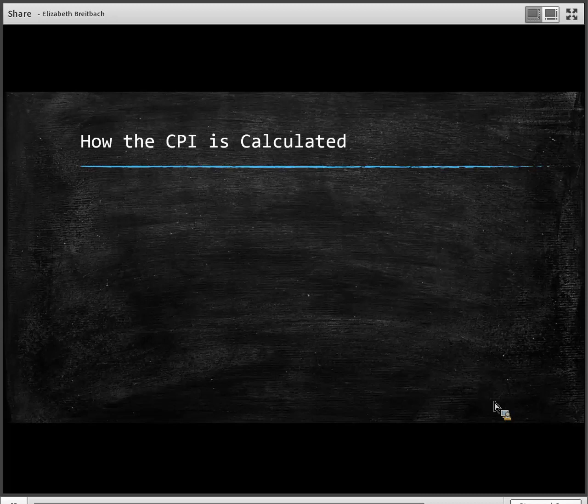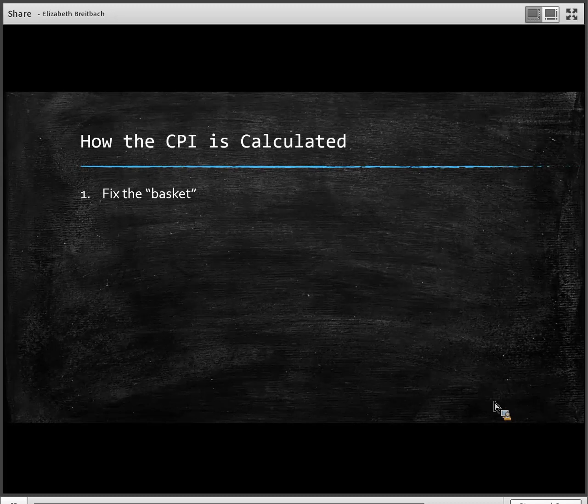All right, so how is CPI calculated? We're going to go through the whole process of the actual calculations that are done by the BLS. So the first thing that's done is a basket is fixed. And what do we mean by that? We mean that we're looking at what that typical American consumer purchases throughout the year.